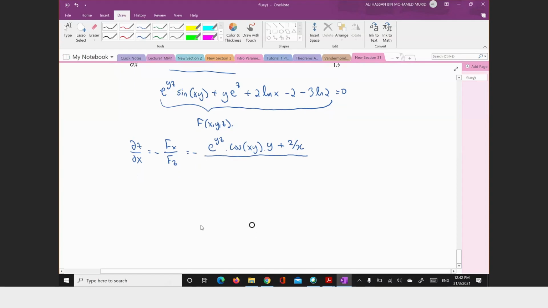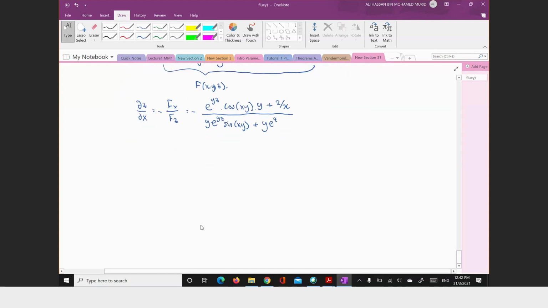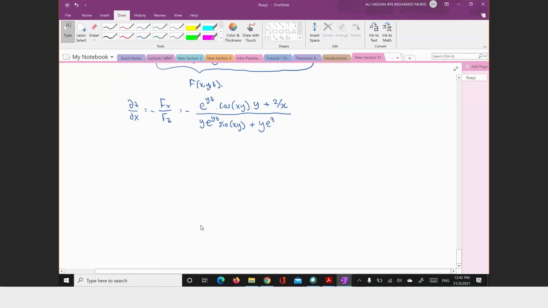What about f partial z? Anybody want to try? e to the power of yz times sine xy, okay, that's correct, plus y e to the z. Anything else? No, nothing more, right? Zero. So that is the answer for z partial x.